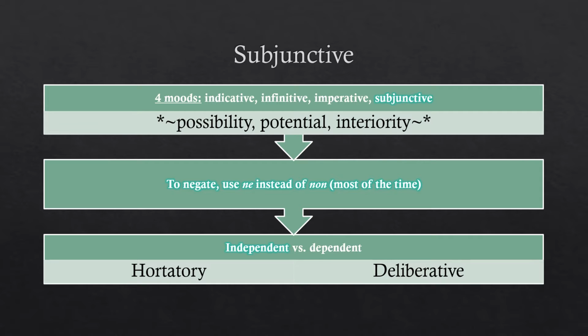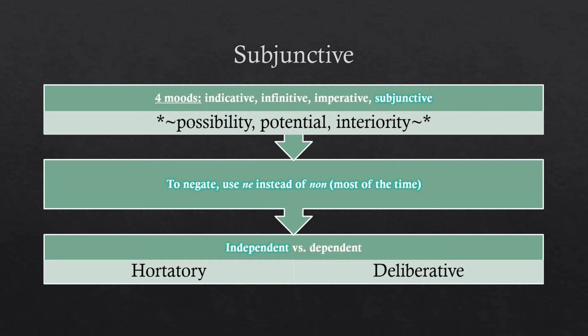Remember that Latin has 4 moods, 3 of which we've learned so far. The indicative, which is used to express factual statements and questions. The infinitive, which has a variety of uses. One use we have learned, the complementary infinitive, used to complete verbal ideas, such as to be able to do something. The imperative, which is used to express direct commands. And finally, today we learn the subjunctive.